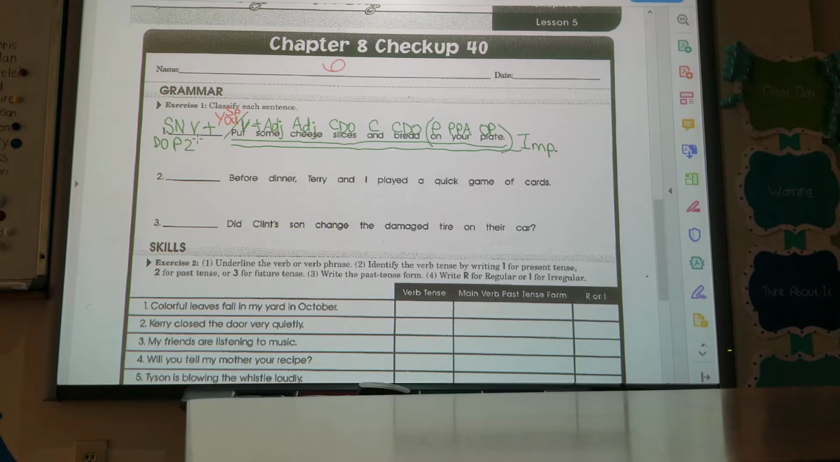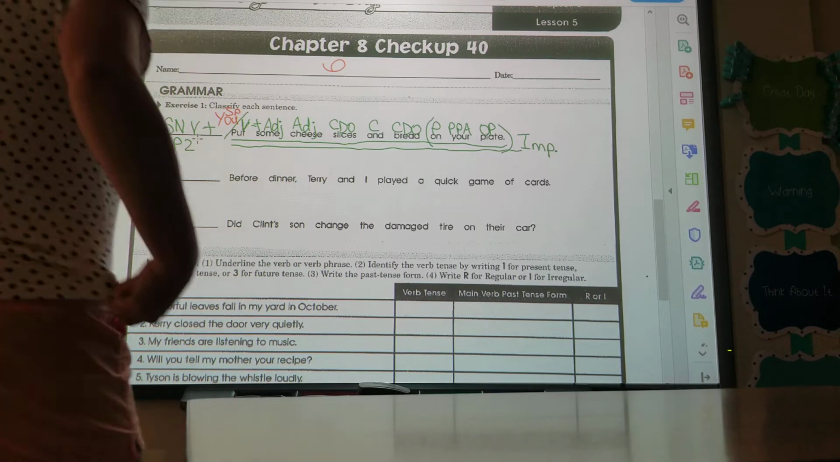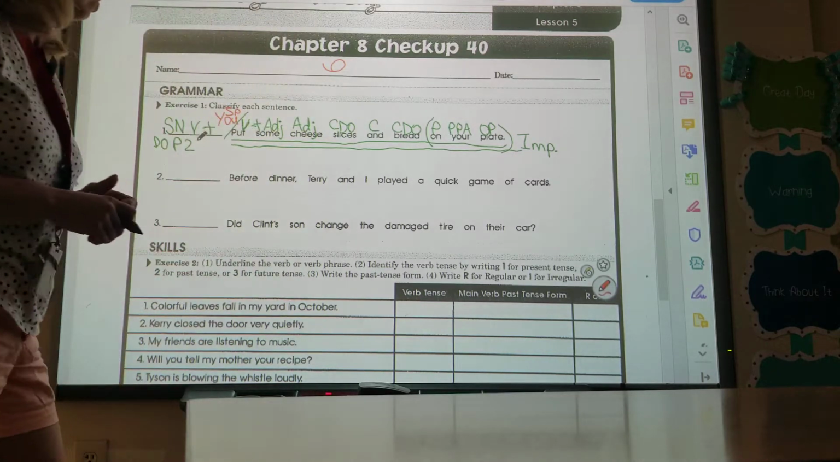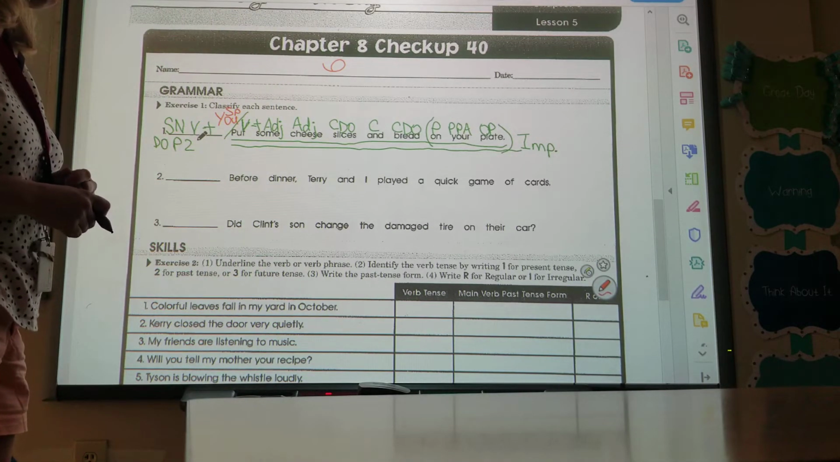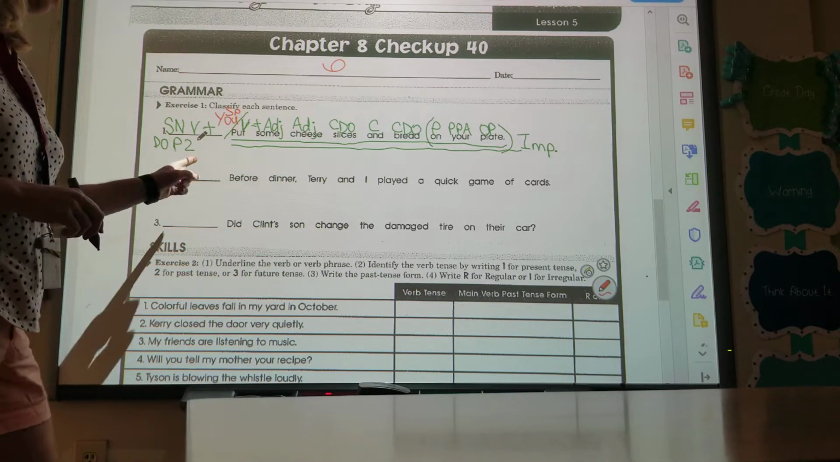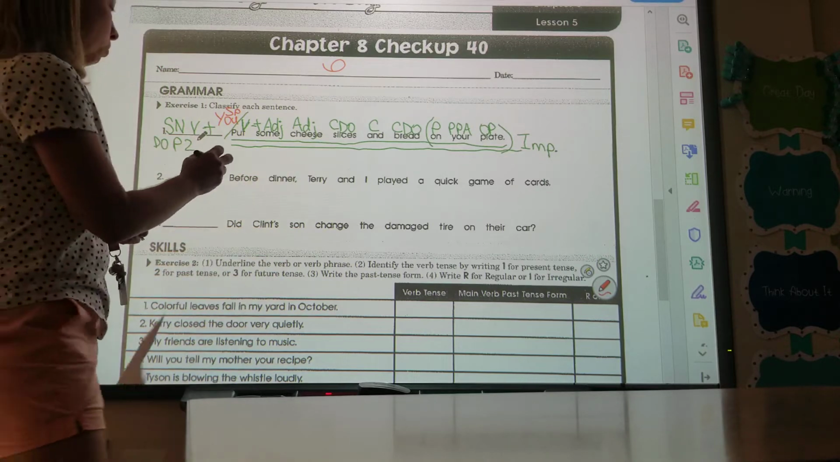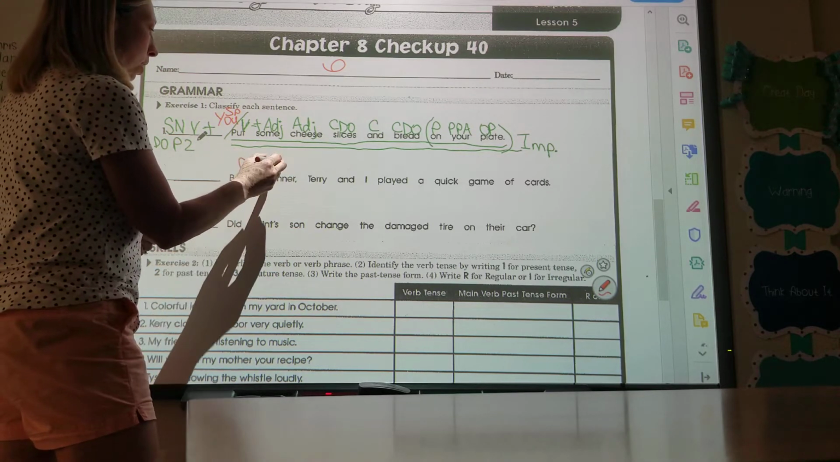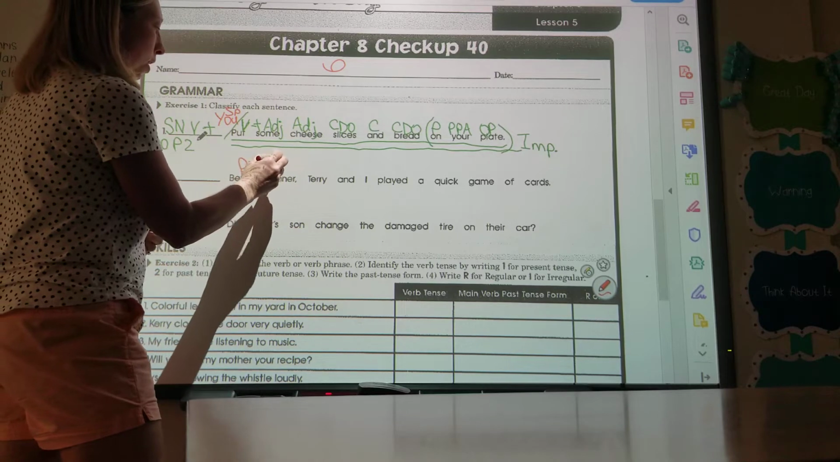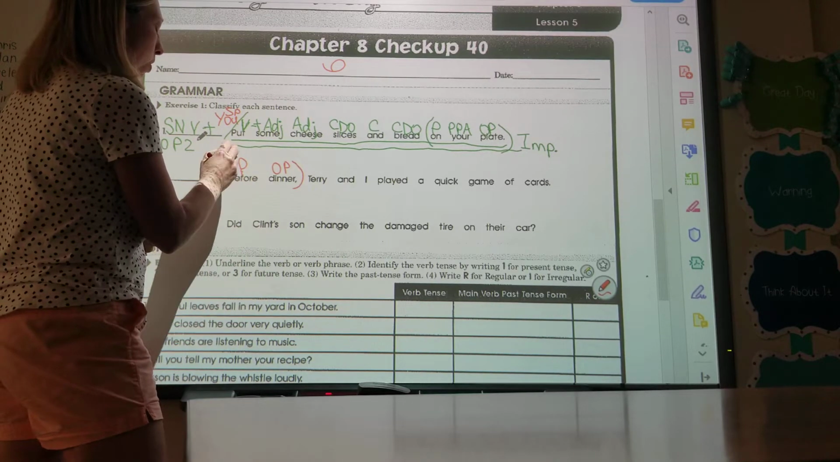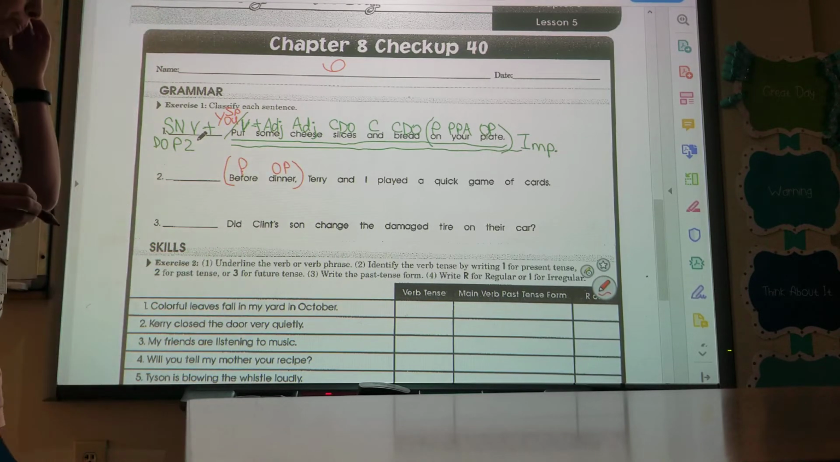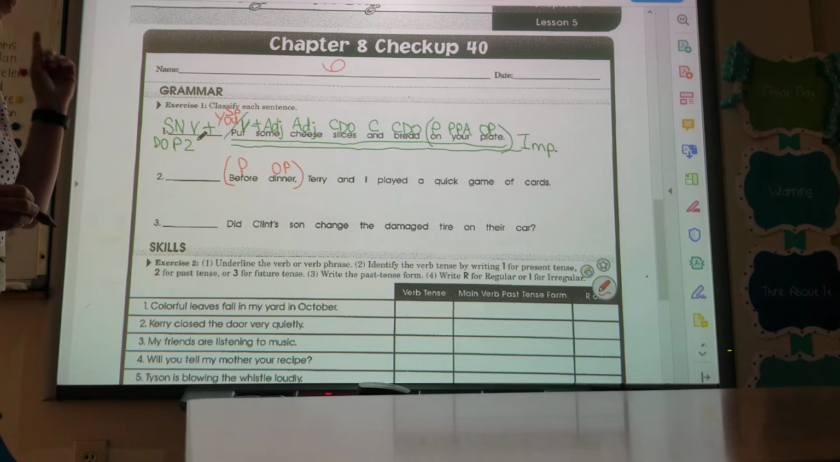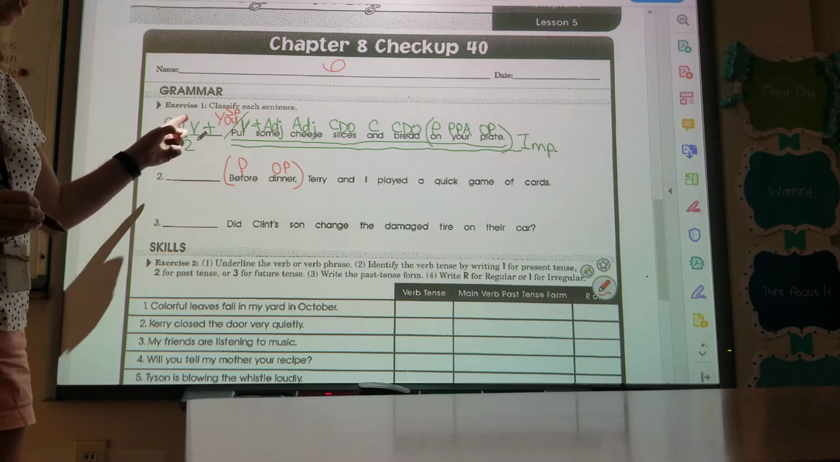All right, so let's do the second one. Before dinner, okay? Before dinner, Terry and I played a quick game of cards. All right, so this is starting off with a prepositional phrase. So before is our preposition. Before what? Before dinner. All right, so it starts off with a preposition. This would be an inverted sentence because it's not starting off with a subject.